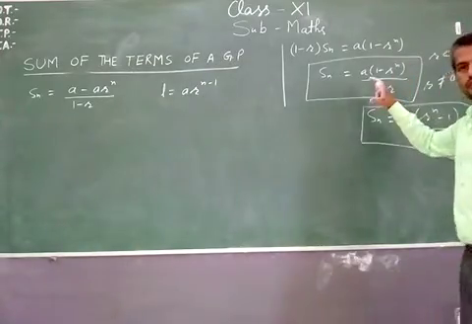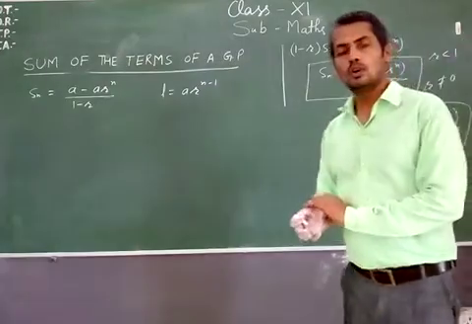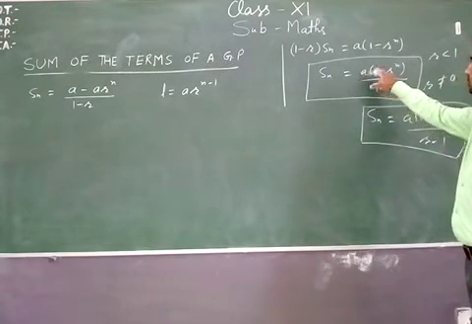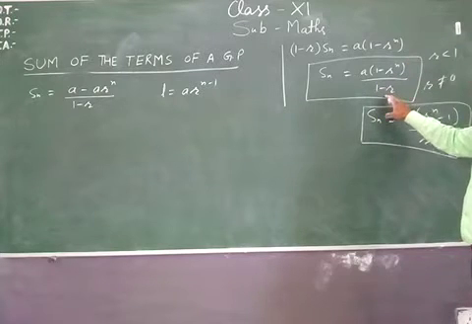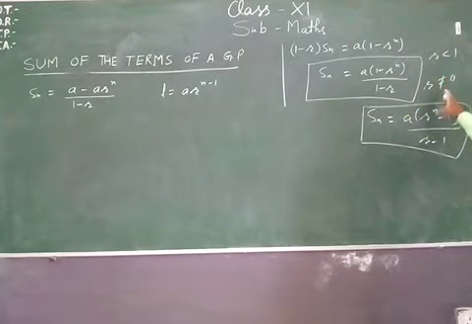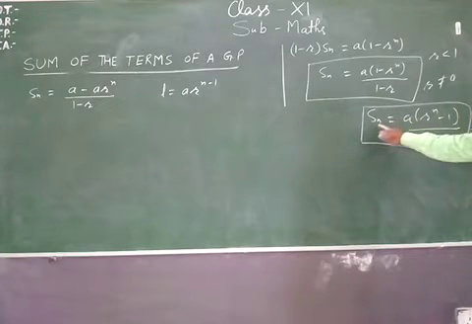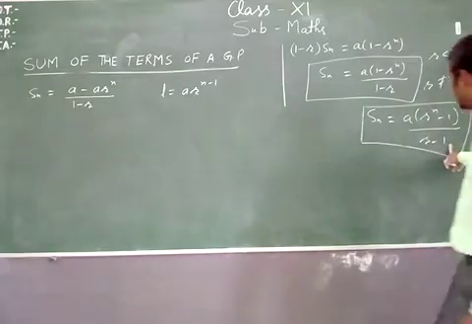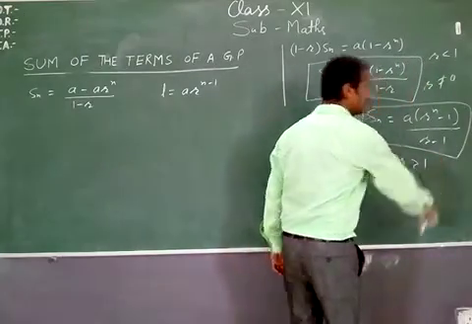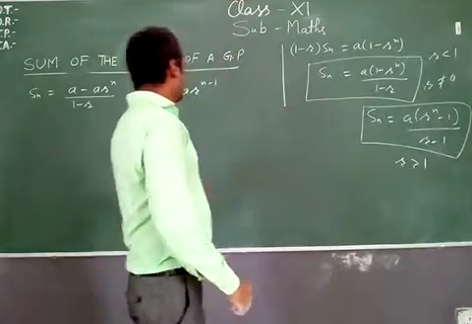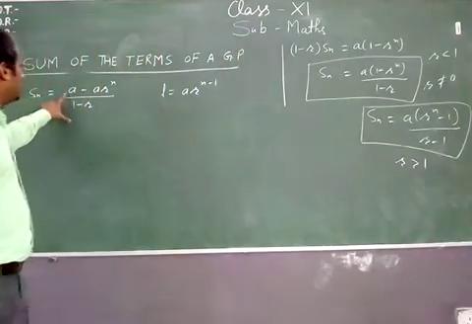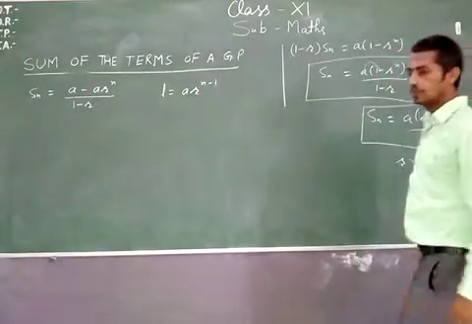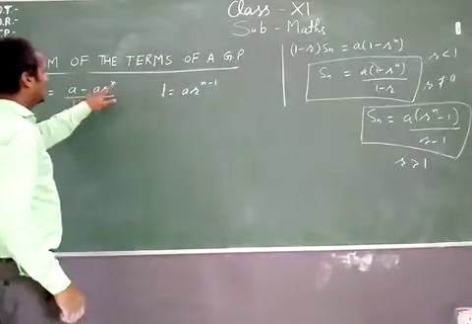We have two forms of the sum of the terms in a GP. First is Sn equals a bracket 1 minus r power n upon 1 minus r when r is less than 1, r not equal to 1. And second is Sn equals a into r power n minus 1 upon r minus 1 when r is greater than 1. We can write the given formula by multiplying by a. We have multiplied by a in the given bracket, a into 1 minus r power n.